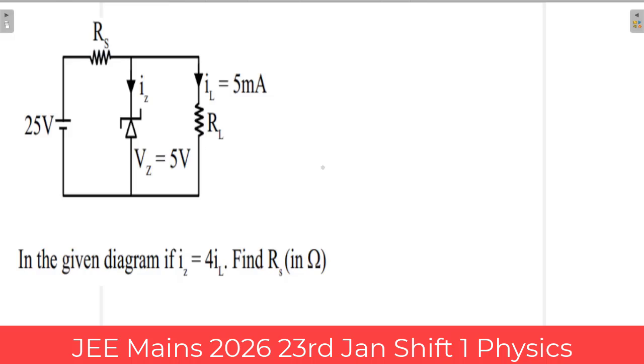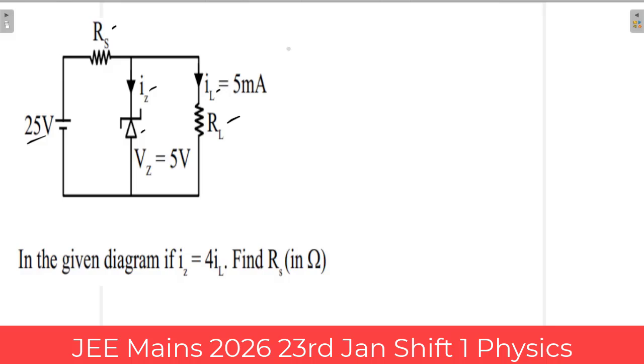In the given diagram, IZ is equal to 4IL, find IRS. So there is a supply voltage of 25 volt, a resistance RS and a Zener diode with Zener voltage 5 volt and a load resistance RL. IZ is the current flowing through the Zener diode and IL is the current flowing through RL.